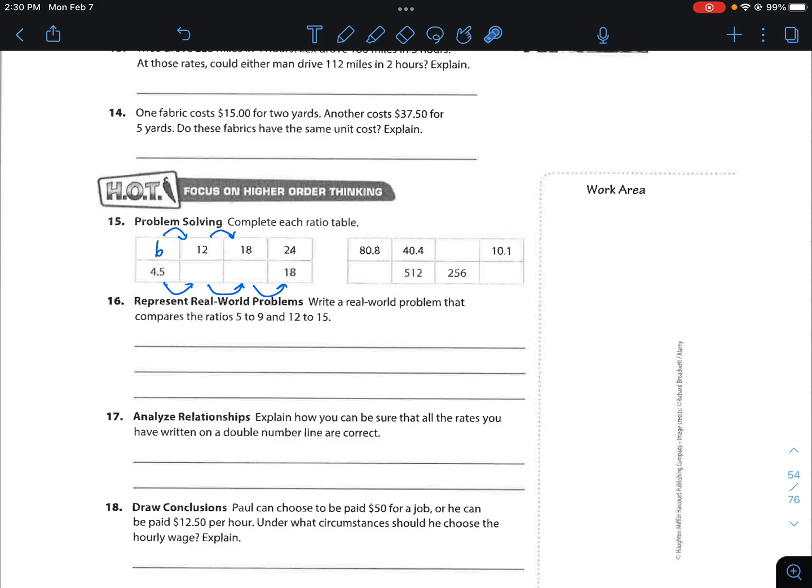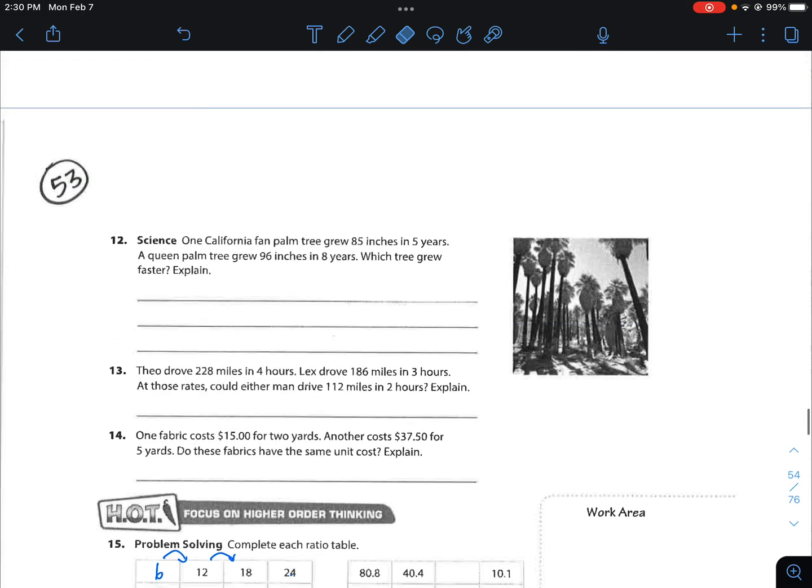Like I said, there are multiple strategies to doing this. You can also, because 40.4 and 512 is the one ratio that they do give you, ask yourself, how do you get from 40.4 to 10.1? What do you multiply or divide by to get you 10.1? And then you're going to do that same operation to the 512. All right, so go ahead and try these problems. Some of them are pretty tricky, but good luck.